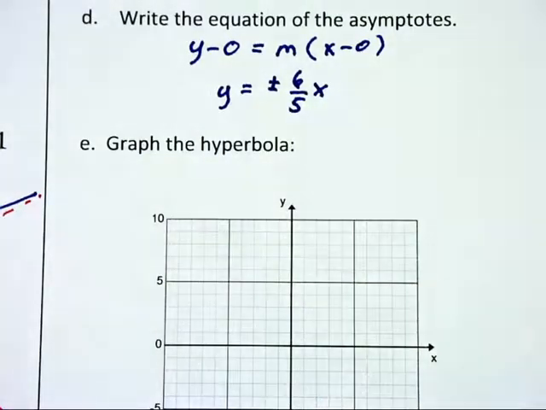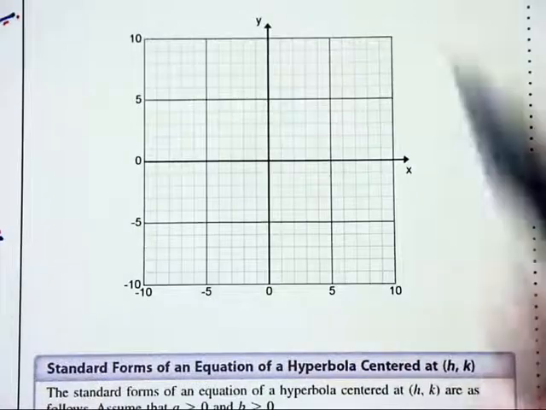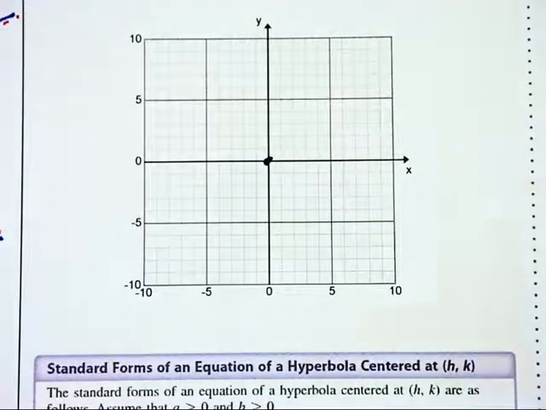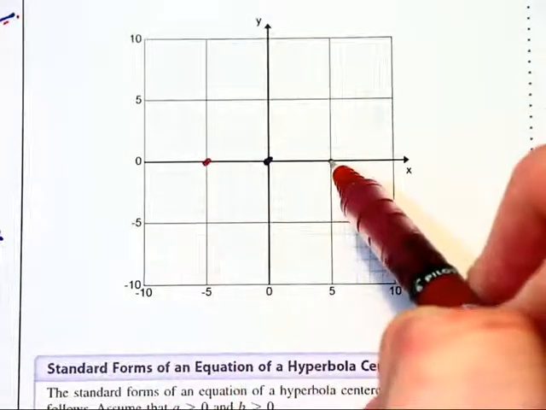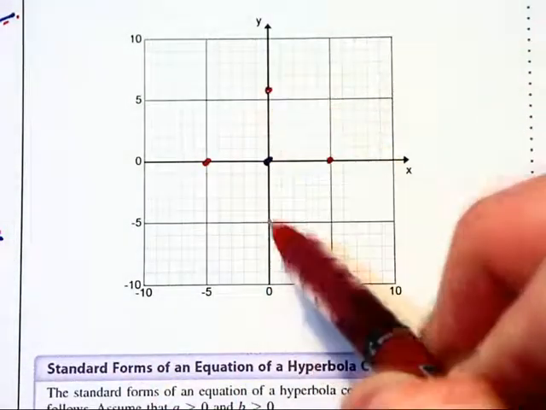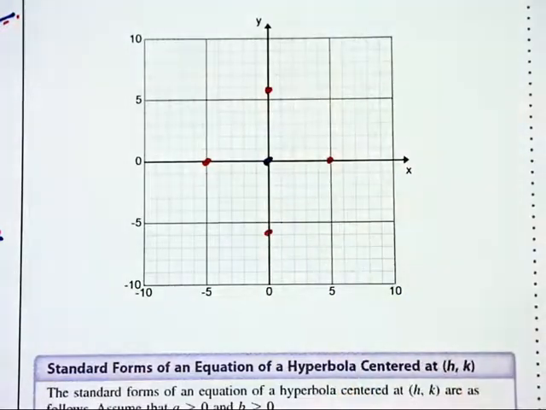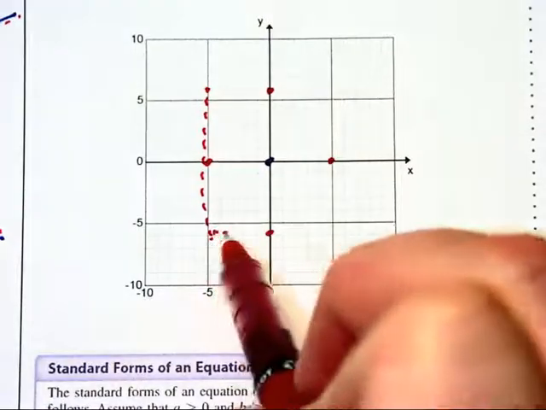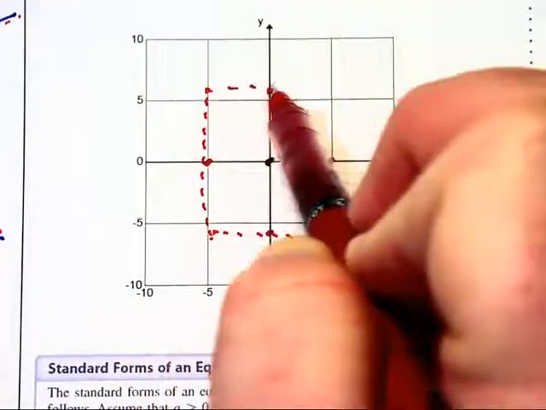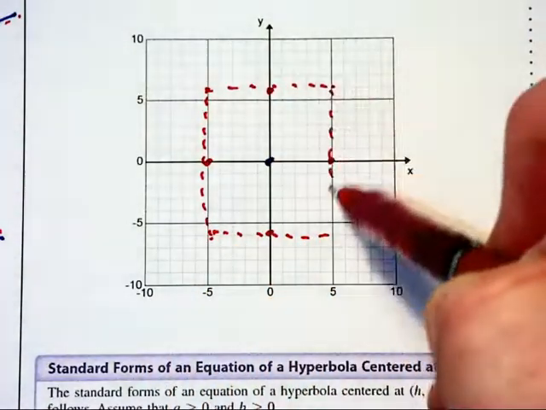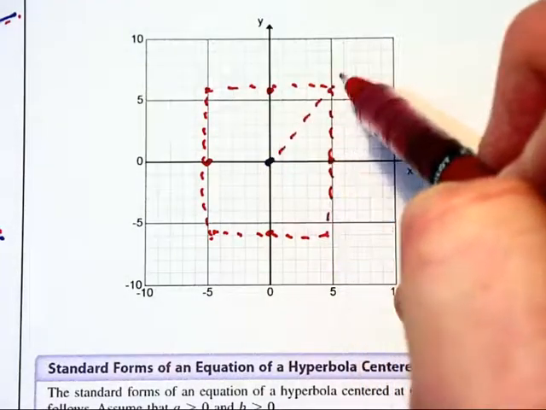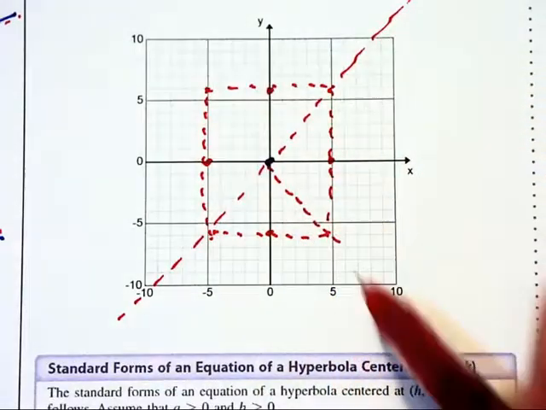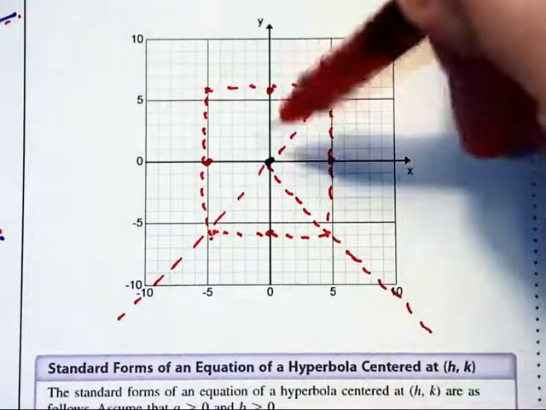Okay, now let's go through and graph this. It is going to be centered at the origin. We do know that we want to go left 5 and right 5, up 6 and down 6 to get to the key points through which we will draw this box. Sorry if my lines aren't perfectly straight here. We will then draw in the diagonals of that box. And remember that these are just guidelines. They're not on the curve itself.